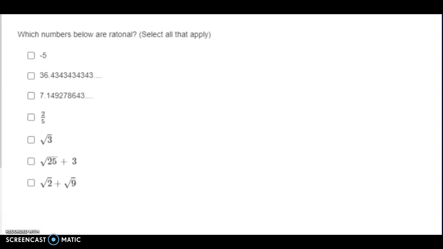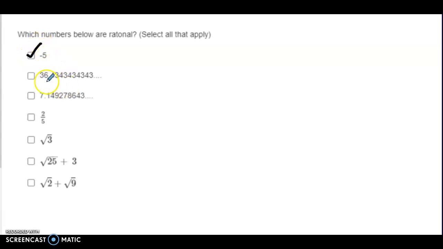Which numbers below are rational? Okay, so remember, irrational numbers are numbers that are decimals that do not repeat and they do not end. So they can't be written as fractions. So anything that's a really long, ugly decimal that can't end or repeat, we know it's going to be irrational. So if we look at this, -5, that is rational.